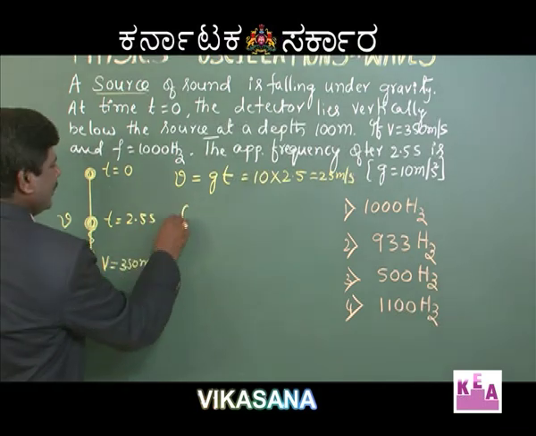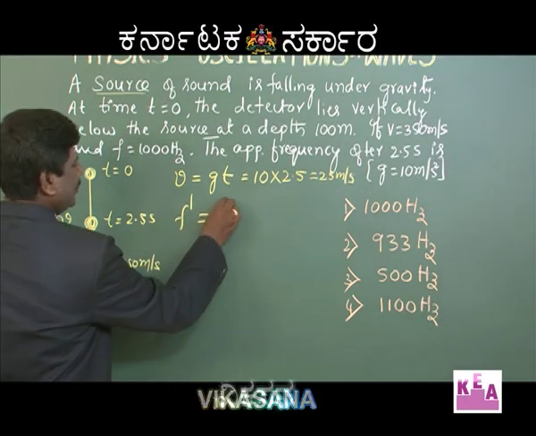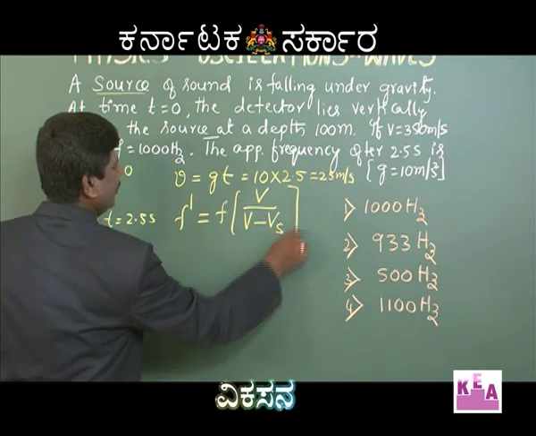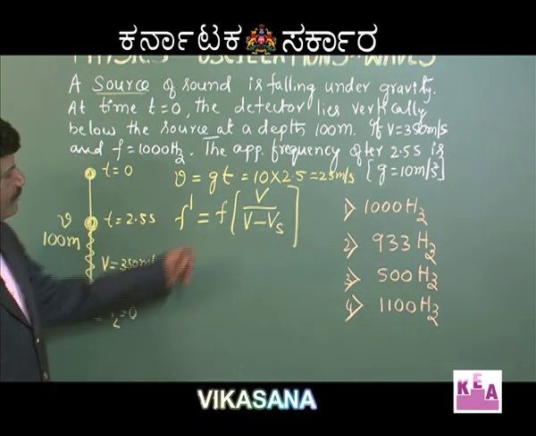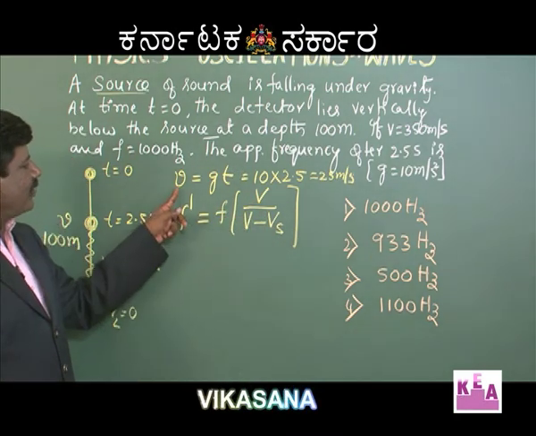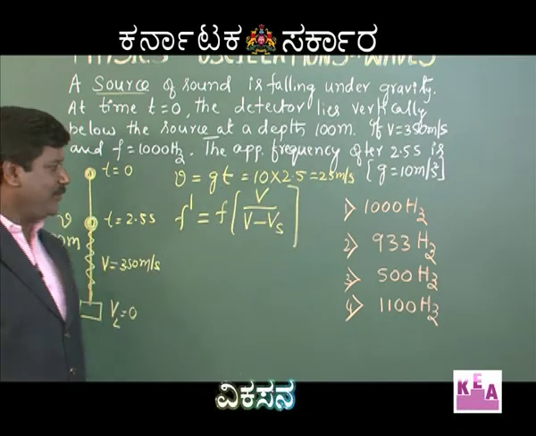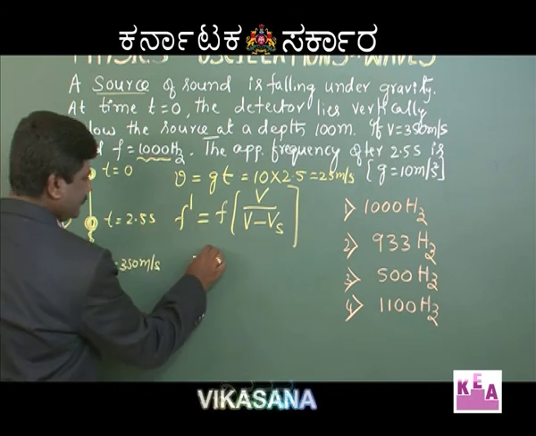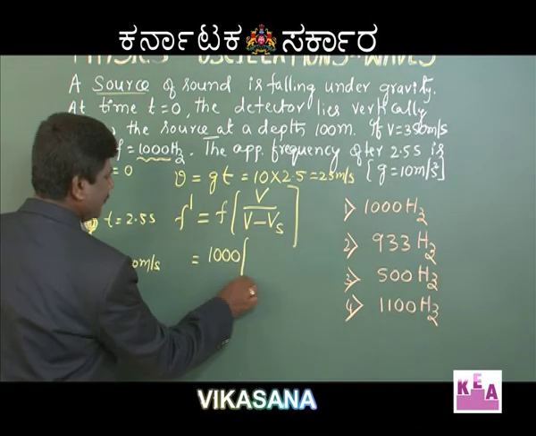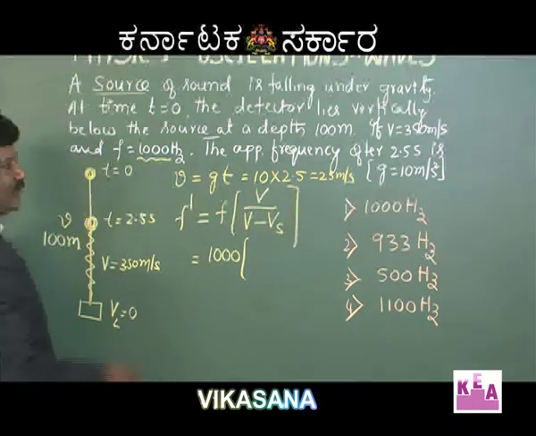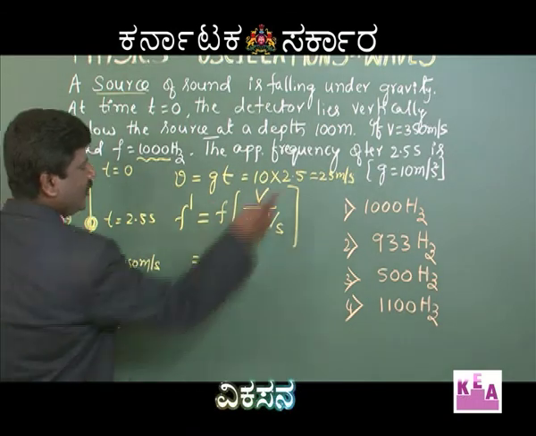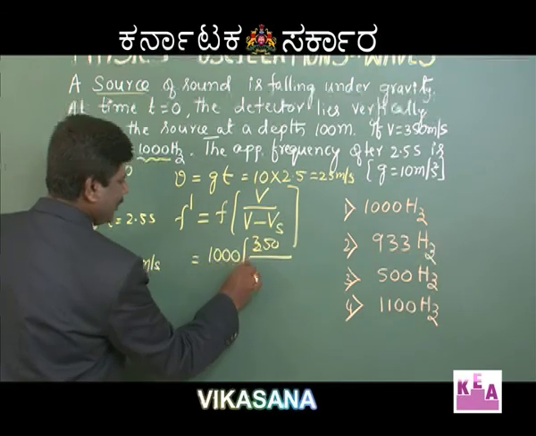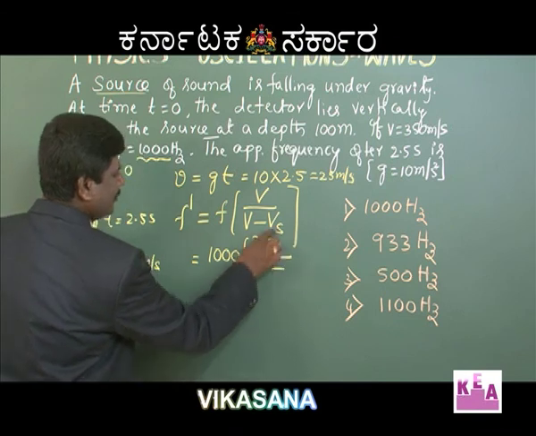In general, f dash can be written as f into v divided by v minus vs. Here v is the velocity of the sound, vs is the velocity of the source, which is equal to 25 meter per second. Substituting into the equation, f, the true frequency, is given as 1000 hertz, multiplied by the velocity of the sound wave, 350 meter per second, divided by 350 minus the velocity of the source.